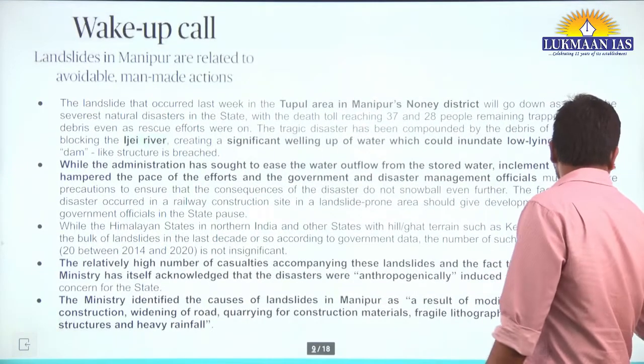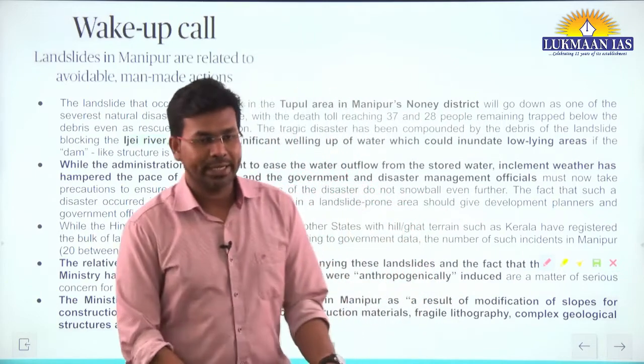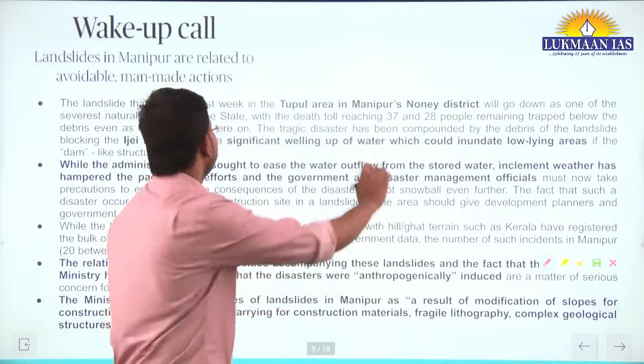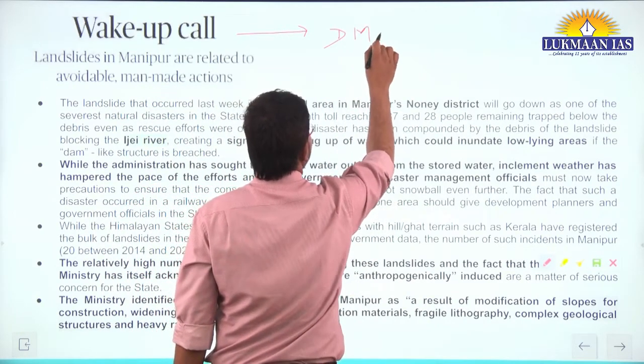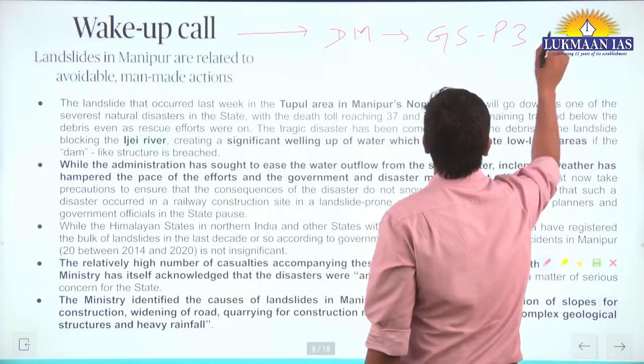Now with this we will move to another topic. We are going to understand this particular topic in detail. This says wake up call. Wake up call means this is related to disaster management, and it is important under General Studies paper 3 for the mains exam.